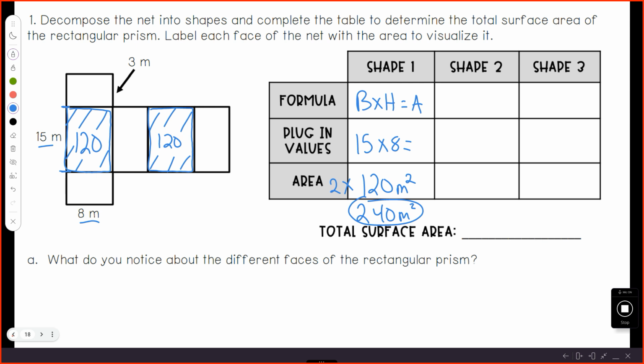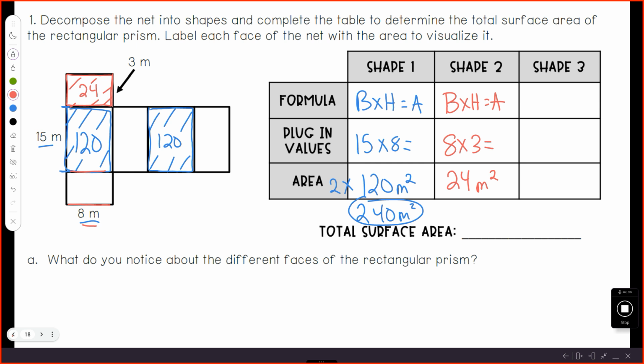So let's take a look at our second shape. It doesn't matter what order we go in. I like to do the easier ones first, but that's just me. So right here we see that this is 3, and we already know that these side lengths are 8. So this one is also base times height equals area, and the two numbers for that are 8 and 3. And we've got 24 meters squared.